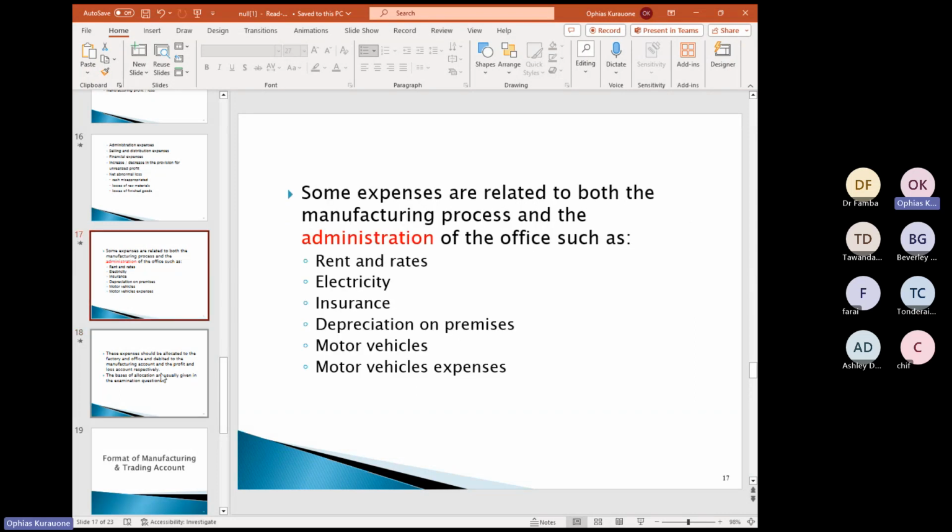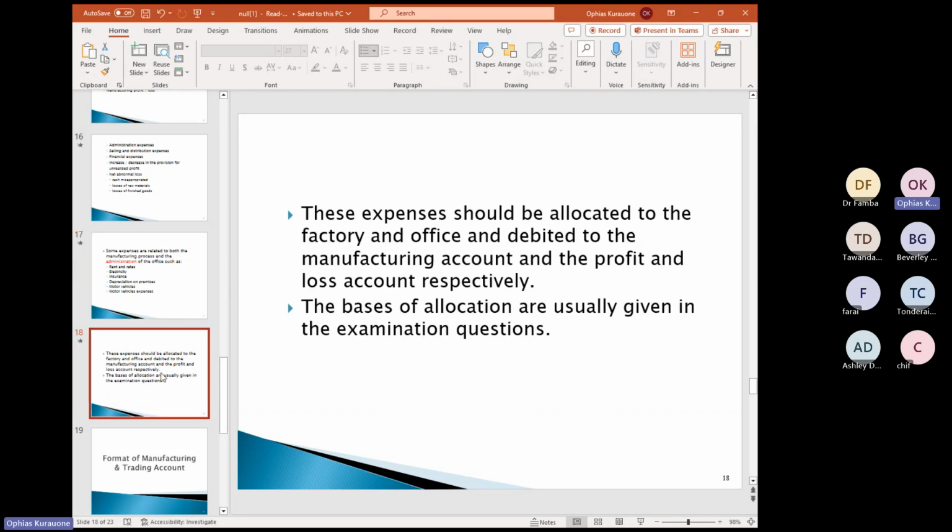Sometimes a basis of allocation can be given, say two-thirds of the administration should be allocated, and the heat and lighting will be allocated to the factory or to each department. Like what we did on the departmental stores last semester, cost can be allocated. If the management decides, maybe on usage or floor space, depending on the management's criteria, so that it becomes fair.